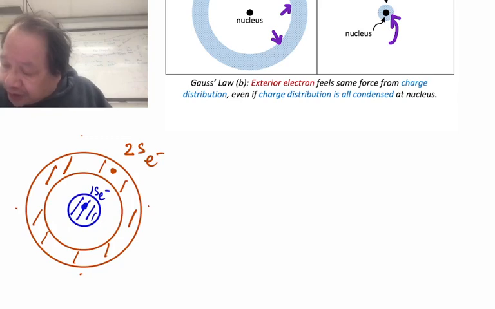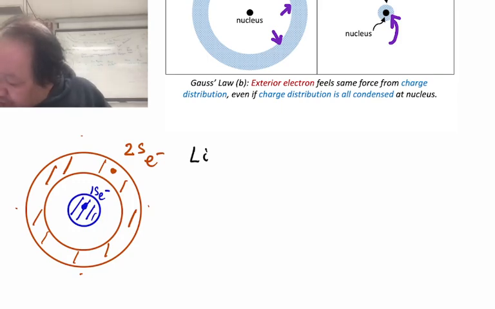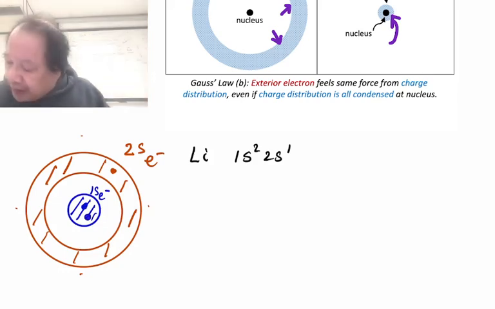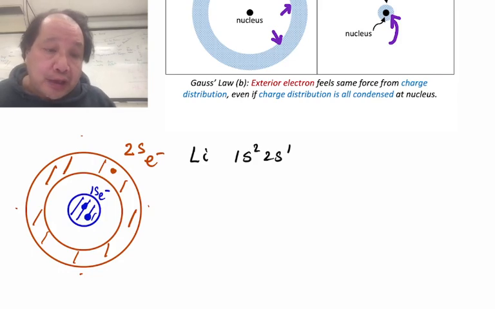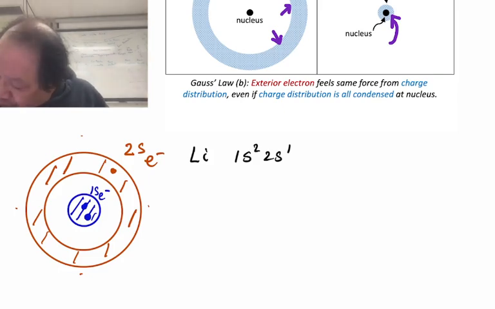Let's take a look at lithium. So lithium has an electron configuration of 1s2, 2s1. So it has two 1s electrons, and it has one 2s electron, as I've shown in the diagram to the left. And lithium also has 3 protons. So Z is 3 protons.